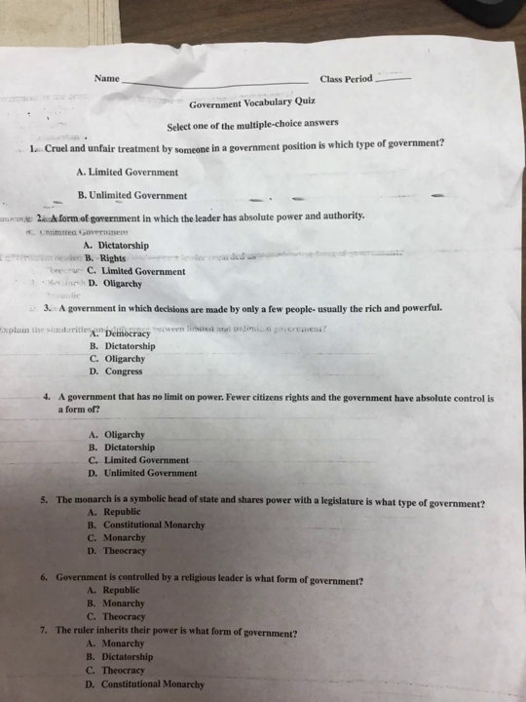Question number 6. Government is controlled by a religious leader. Is what form of government? A, republic, B, monarchy, C, theocracy.